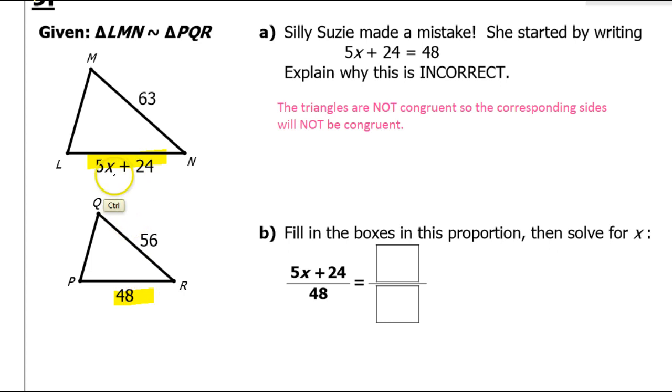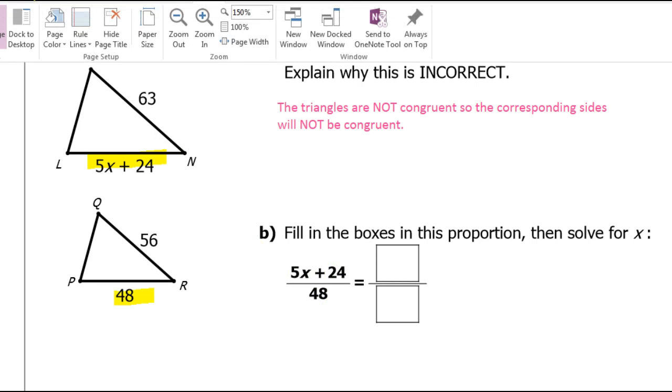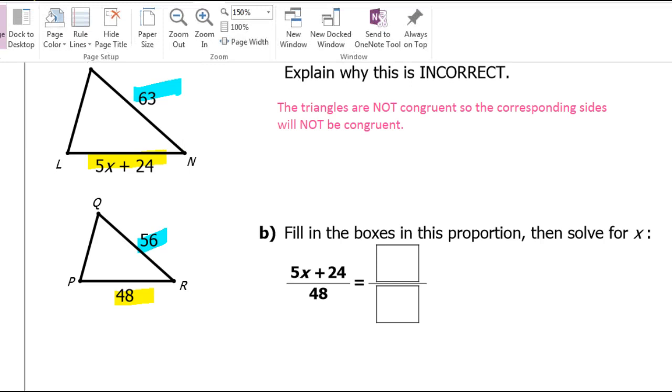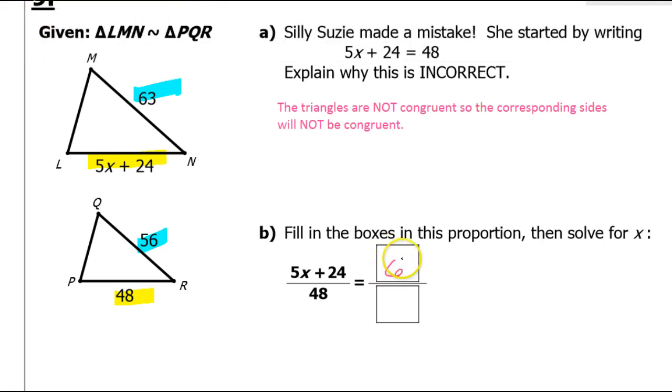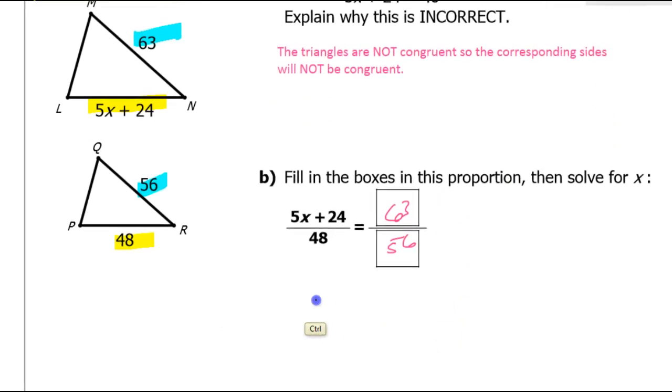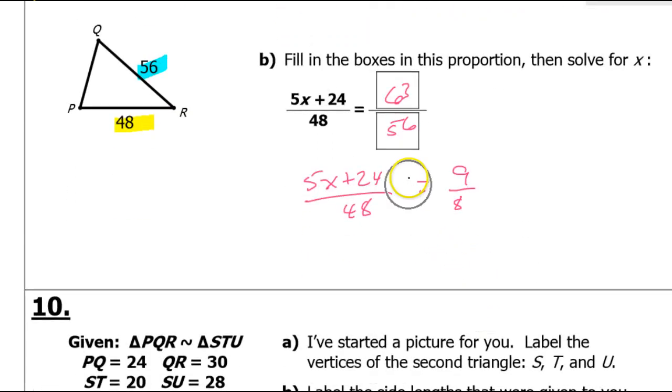However, they are proportional. So 5x plus 24 over 48, shown here, should equal another pair of corresponding sides, boom, boom. So that should equal 63 over 56. Let's reduce those. So 63 over 56, that's 9 over 8. So I have 5x plus 24 over 48 is equal to 9 over 8. Time to cross multiply. Yay!